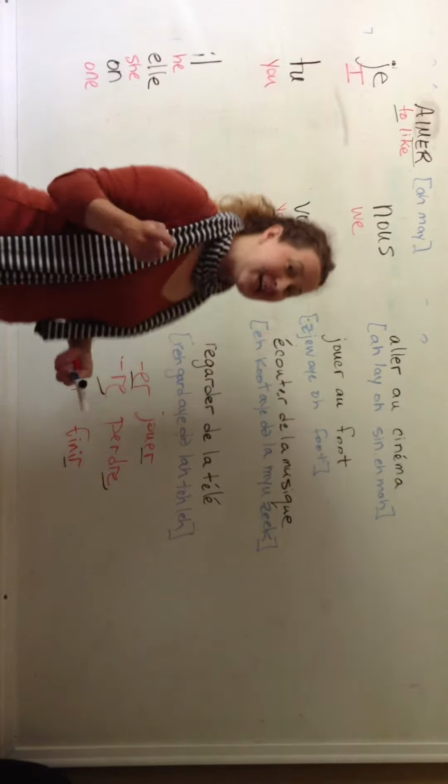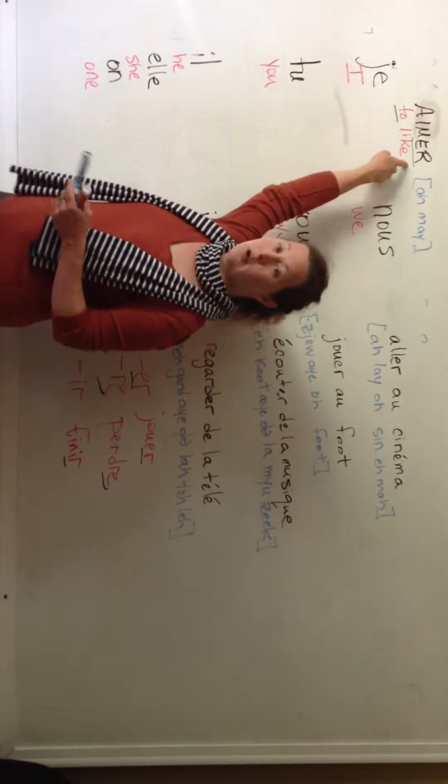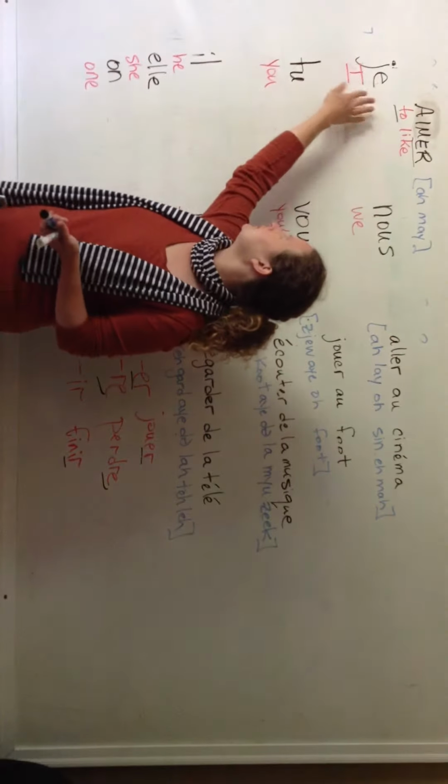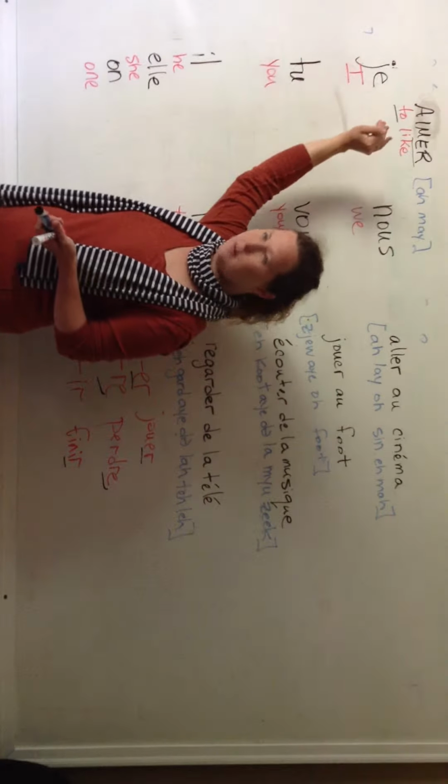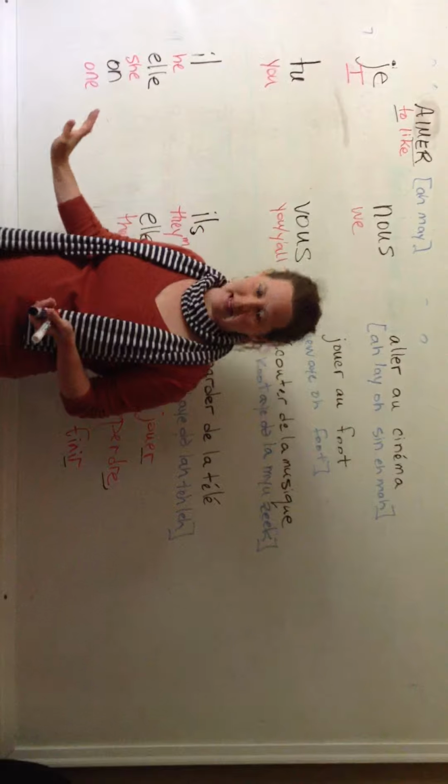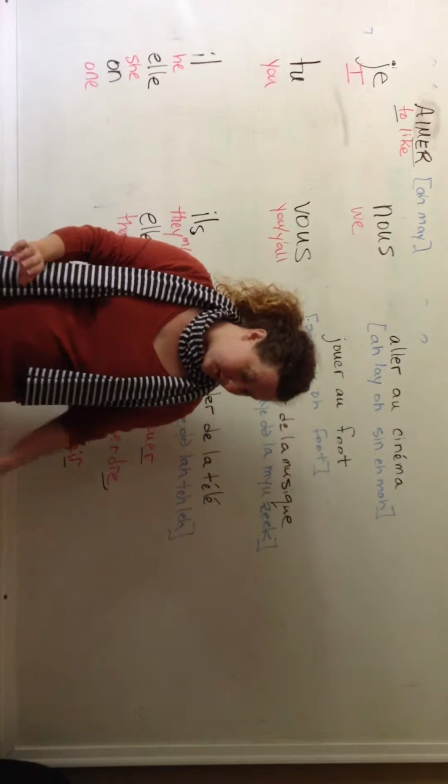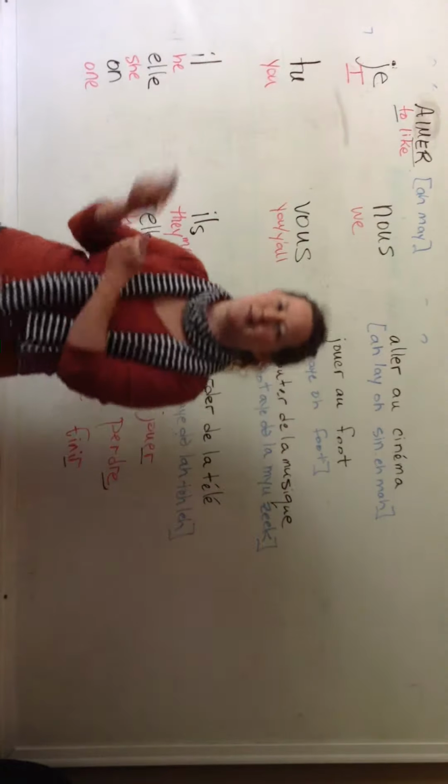So for the -er verb, which is what we're going to learn today, this is our infinitive. The first thing we do is take off our -er, and then we're going to add the endings. Go back to Old MacDonald. Are you ready? Back to preschool.